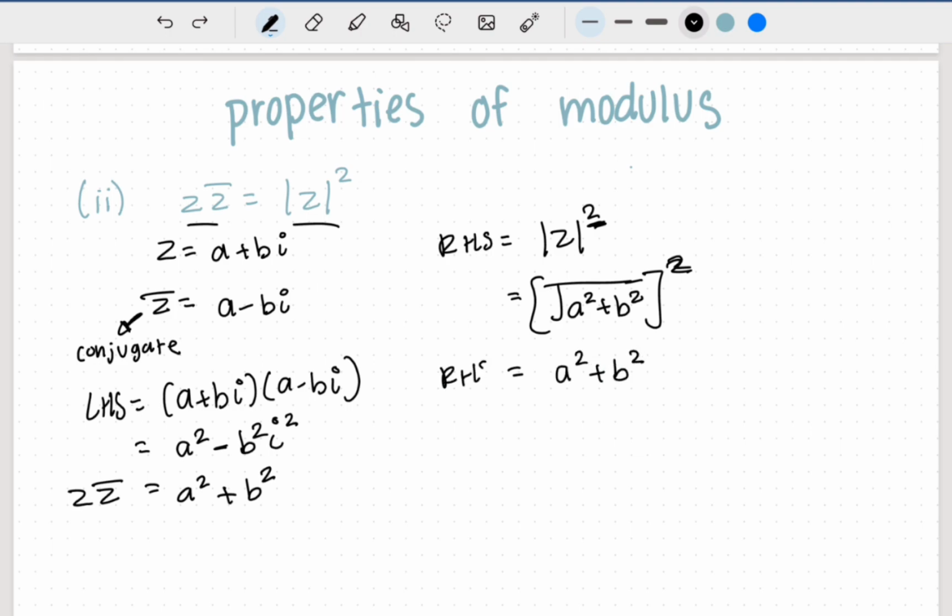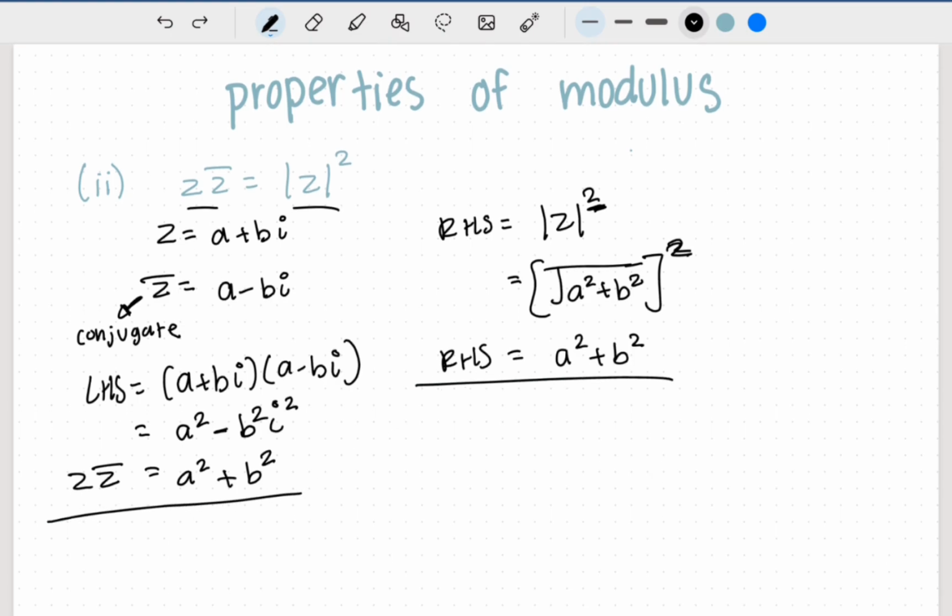And what do you know? The left hand side is equal to the right hand side. Therefore, this property is true for all complex numbers.